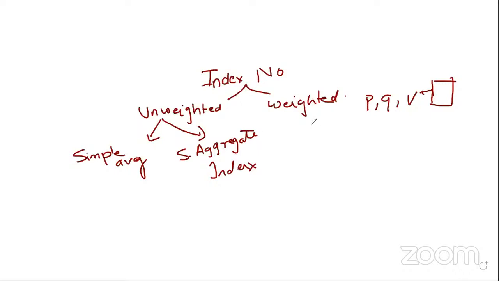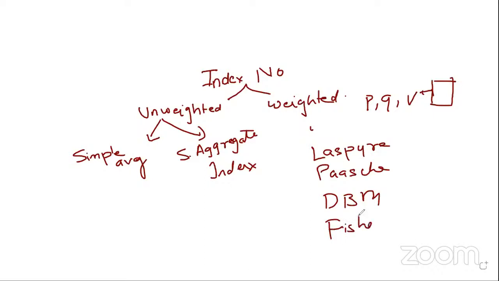In weighted, we have Laspeyres, Paasche, we have DBM, Drobisch-Bowley method, we have Fisher method, then we have Kelly method, finally we have Marshall and Edgeworth method. I did not give you formulas directly, and I am taking this pain to explain because if you see formulas, you may forget them. But if you remember how formulas came, then you will never forget it.